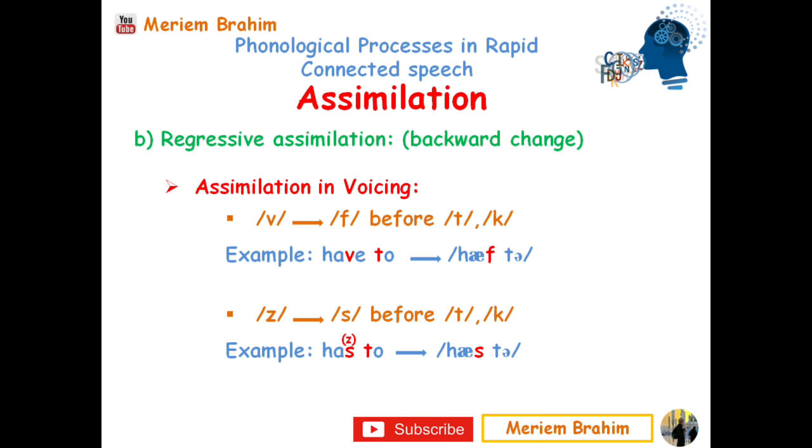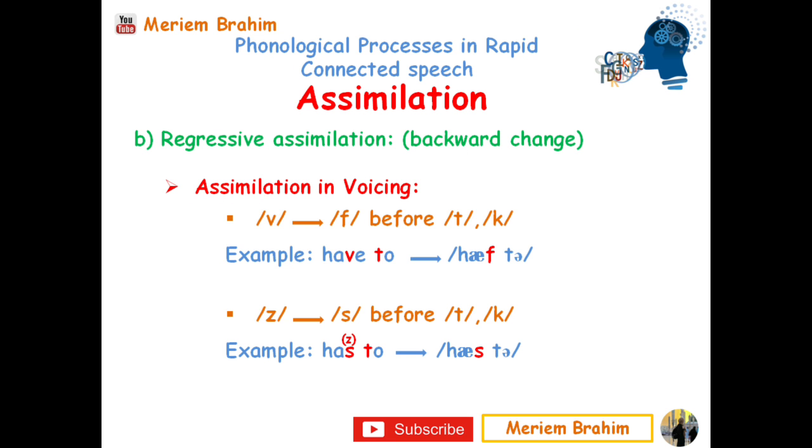Another type, which is the second type, is called regressive assimilation. By regressive here we mean there is a backward change. It means we have two consonants, one affecting the other, but the cause is the second consonant and the result of the change will be on the first consonant. We have regressive assimilation because of the feature of voicing.